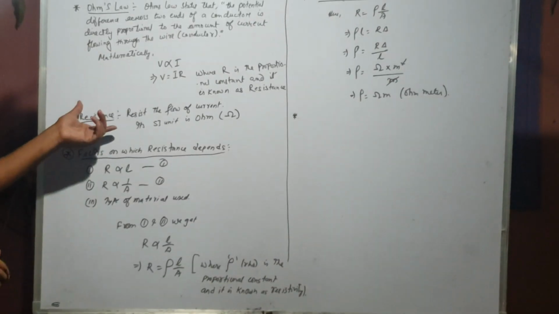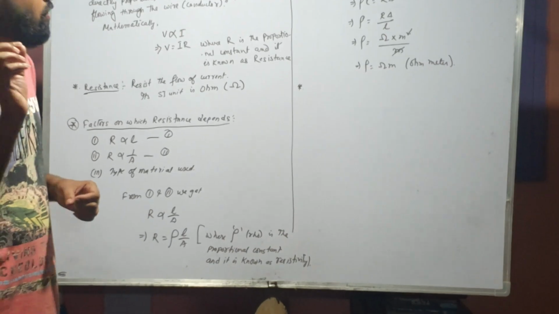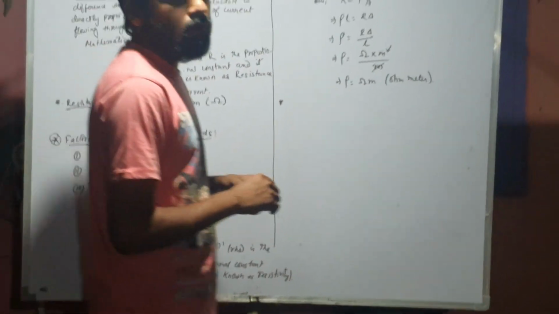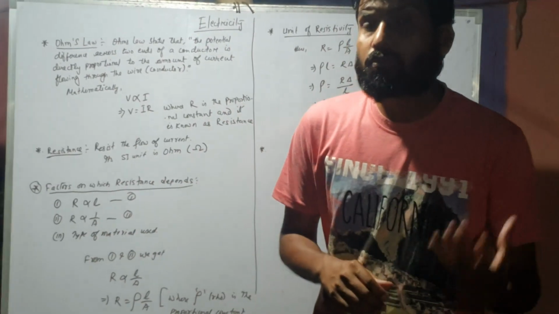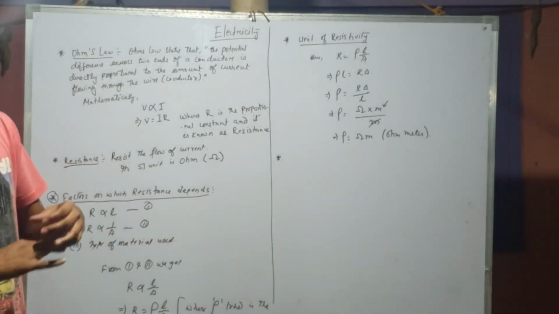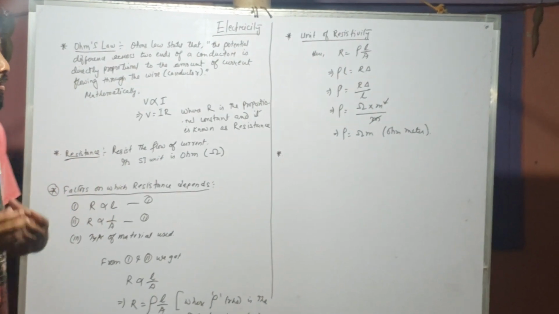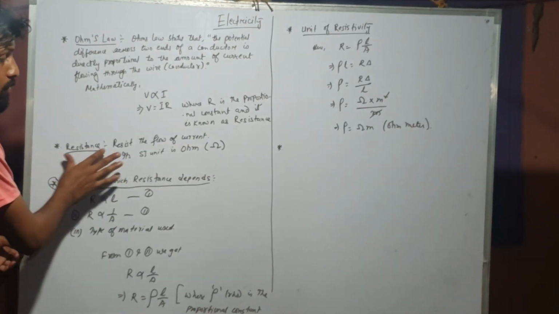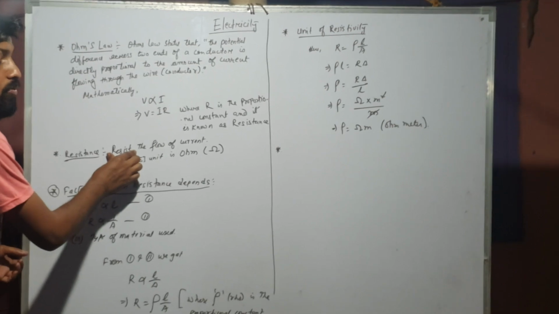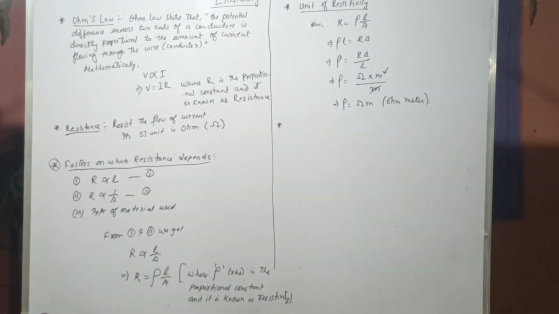Now what is resistance? Resistance is that property of a conductor which resists the flow of current. Resisting the flow of current means it controls the flow of current. That means in one conductor or one appliance, how much current should flow is determined by the resistance. So resistance is the property which controls the flow of current in a conductor or any type of appliance.